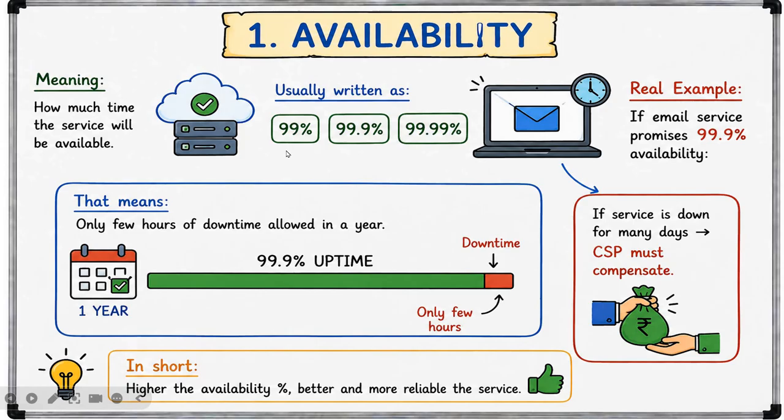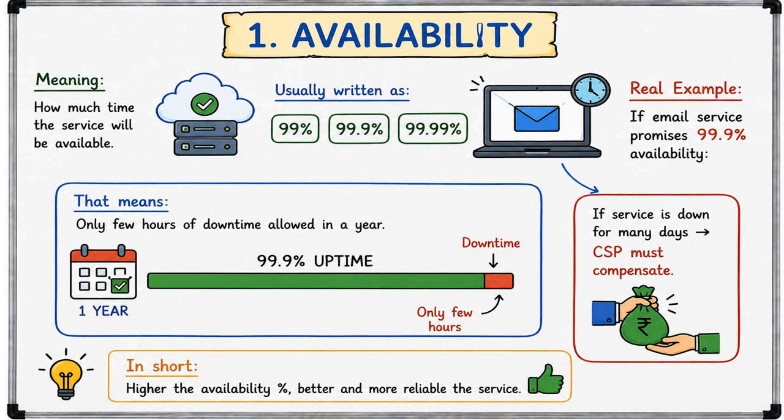Now, usually it is written as 99%, 99.9%, 99.99%. Always it is expressed in percentage. What do these three numbers mean? Here, 99% availability means service may be down for several days in a year. Next is 99.9% availability. It means only a few hours of downtime. Then third is 99.99% availability. It means very minimal downtime. It may be a few minutes. So the higher the percentage, the better the service, with less downtime and more reliability.